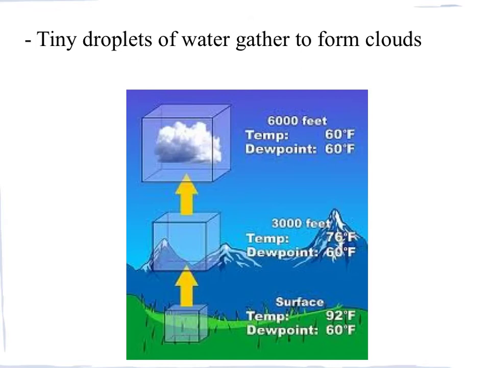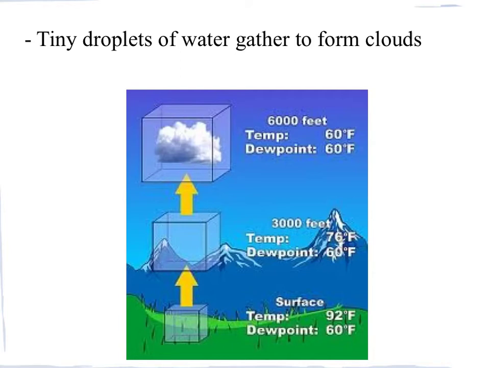Anyway, when this happens out in the atmosphere, the water droplets, there's no glass for them to stick to the side of, so they tend to clump together, the little droplets, and they look like clouds.